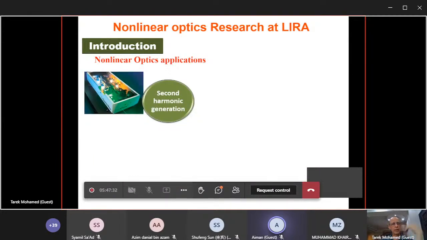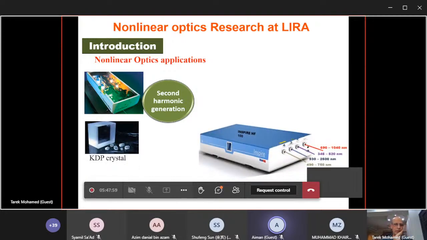This nonlinear optics field is used mainly for developing lasers. For example, inside the YAG lasers that we have at LIRA, the main light emitted from the YAG medium is 1064 nanometers, and we use second harmonic generation, with a KDP crystal, to generate 532 nanometer green, and third harmonic generation to generate 355 nanometers. Also, the lasers that we have in Inspire, as I said, are mainly based on nonlinear optical crystals.